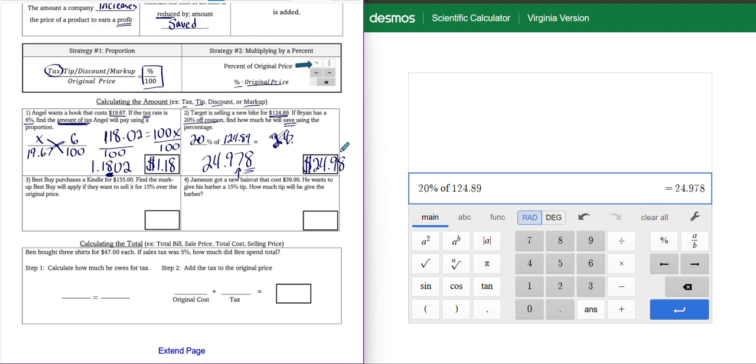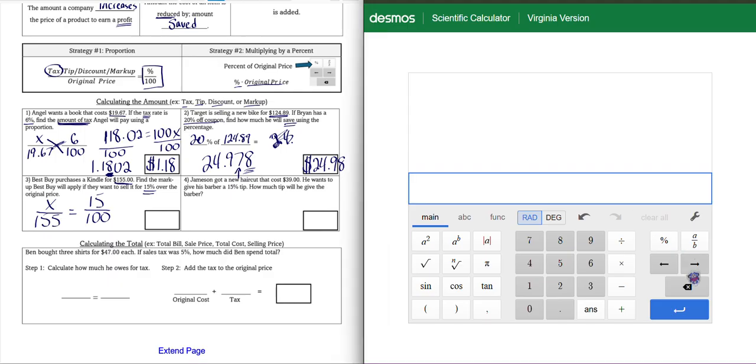Number 3, we're going to use a proportion for this one just because I want to show you one more time. Best Buy purchases a Kindle for $155. Find the markup Best Buy will apply if they want to sell it for 15% over the original price. So we're going to set up our two fractions, 15% over 100 and x over 155. And we'll cross multiply 15 times 155. And I'm not going to show this step where we write out the equation. We know we're just going to end up dividing by this 100. So I'm just going to do that step right away.